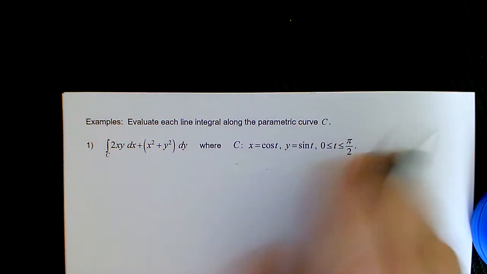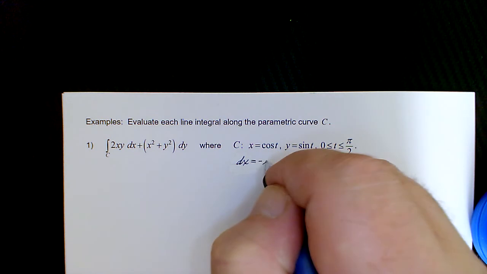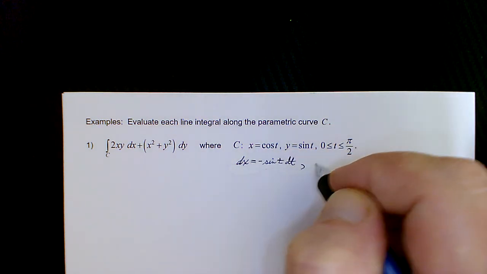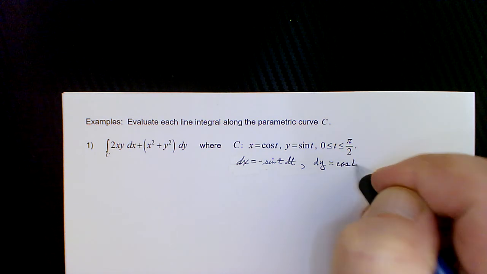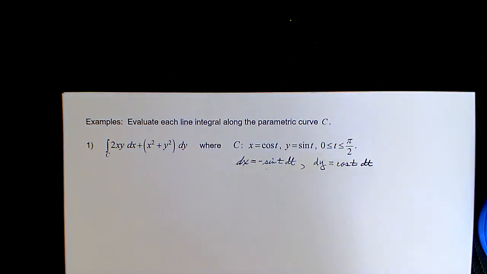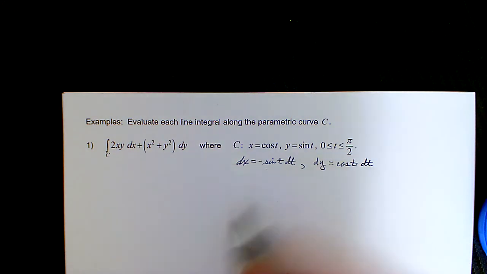Okay, so we'll go to differential form right away. So dx would be minus sine of t dt, and dy will be cosine of t times dt. Okay, so that's more expedient, of course. Alright, so now we have everything we need to make our substitution.